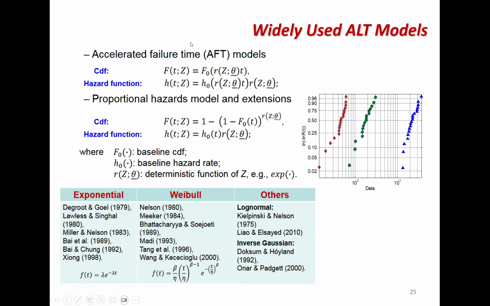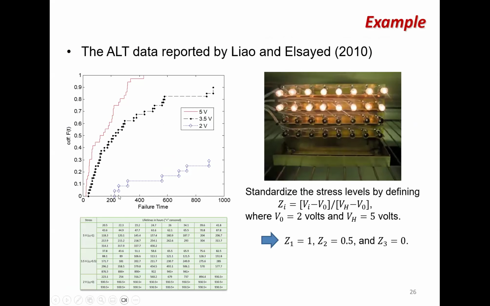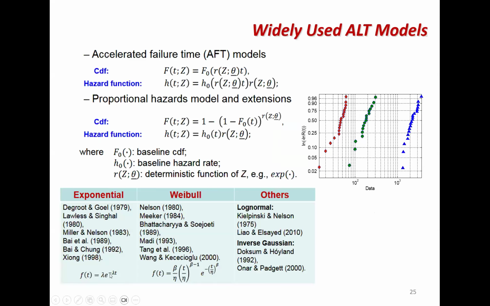AFD model is actually a parametric model. You have to assume underlying failure time distributions. So there are several widely used AFD models, and specifically those probability distributions have been widely used in the FD model. For instance, exponential distribution, Weibull distribution, other distributions like the log-normal distribution, inverse Gaussian distribution, a gamma distribution, and so on. And those probability distributions have been widely used in reliability engineering.